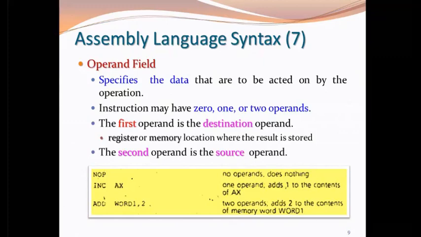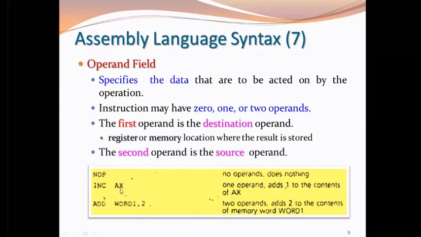Yes, sir. Okay, any confusion from this slide? Sir, when there is one operand, why do we add 1 to the contents of that operand? Sorry, I didn't get you. When there is one operand, why do we add 1 to the contents of that operand? Because what is the operation you are using? The operation you are using is increment, INC.